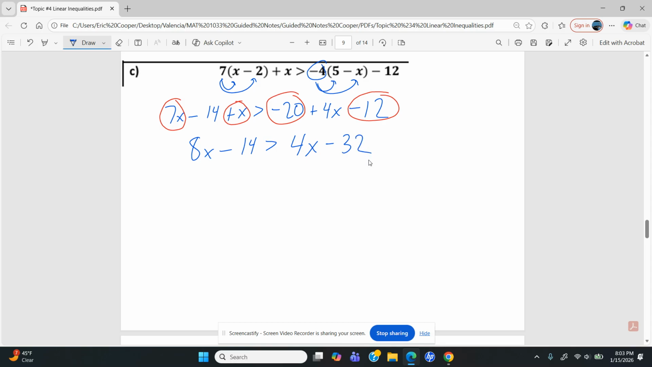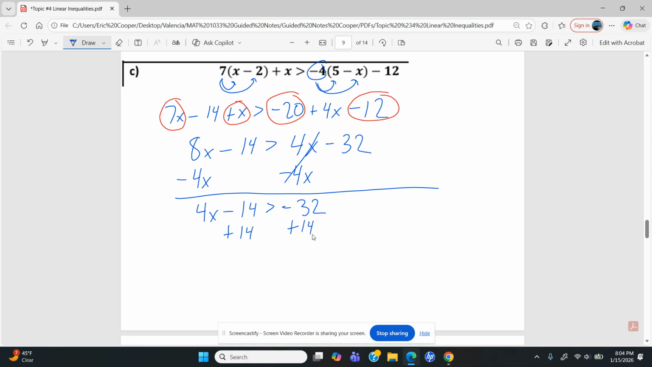Again, our goal is to get x on the left side always. So in this case, we're going to move the positive 4x to the other side by subtracting it. And we're going to make sure we subtract it from its like term. 8x minus 4x is 4x. Drop down the negative 14, and it's greater than negative 32. We're going to get 4x by itself by adding the 14 to the other side. 4x is greater than negative 18, and our job is to divide by 4.